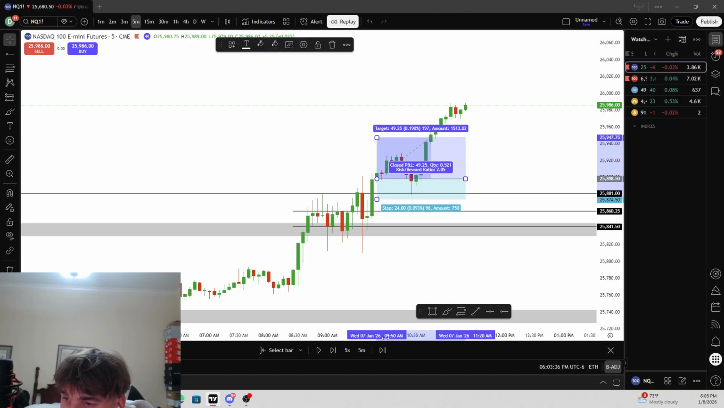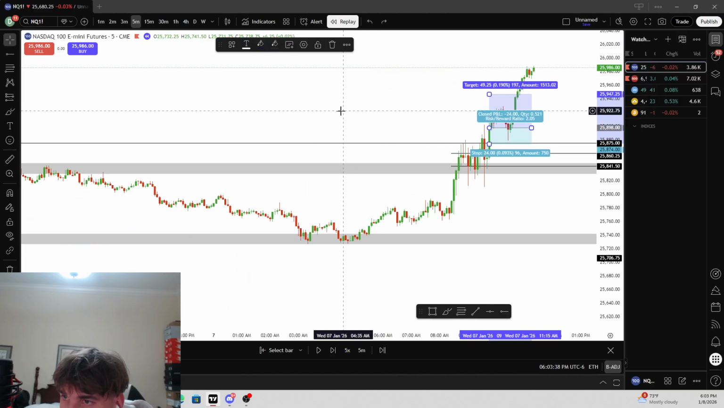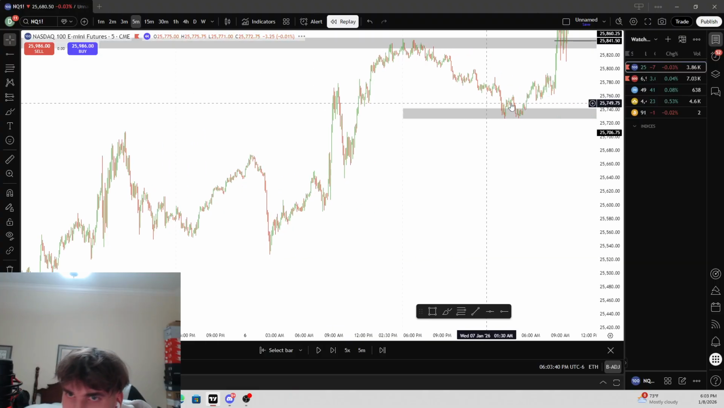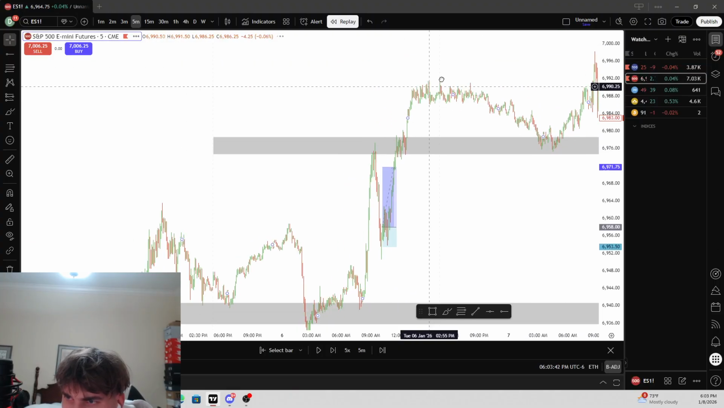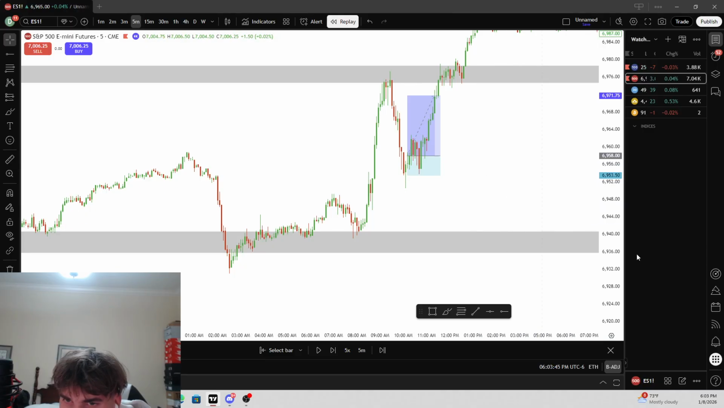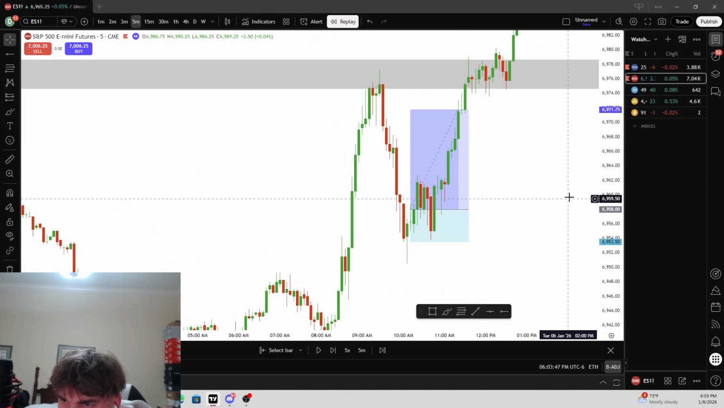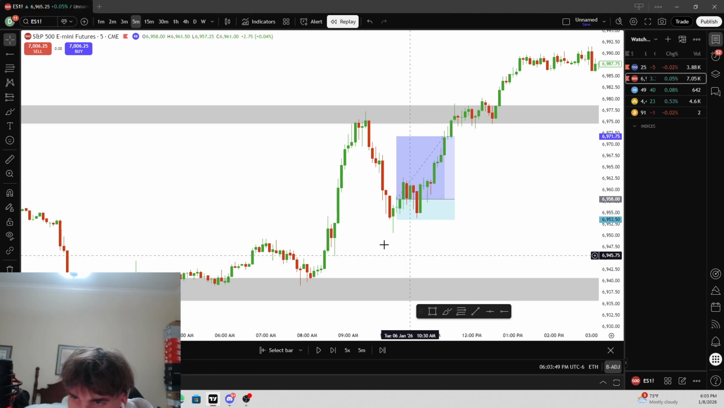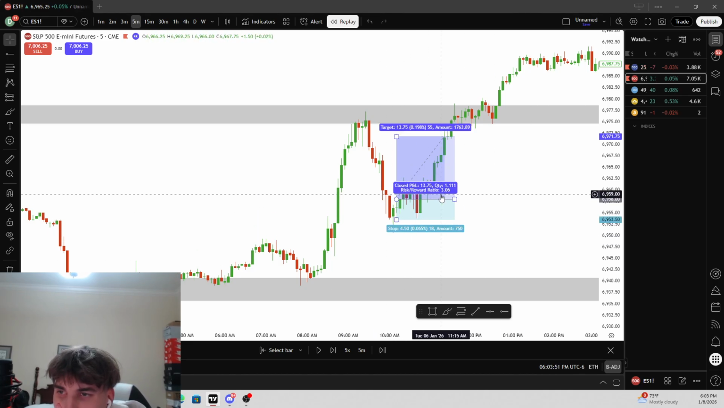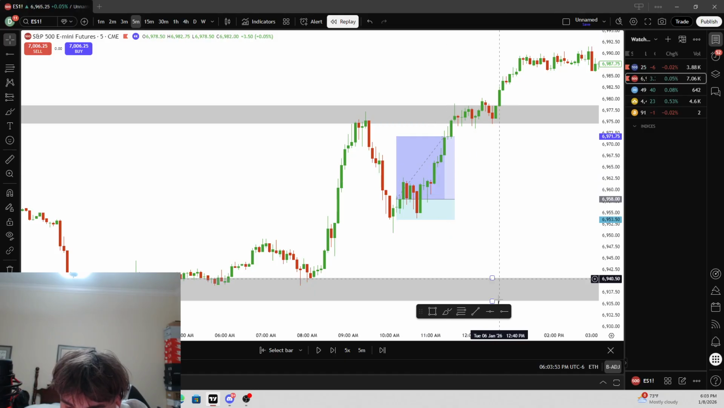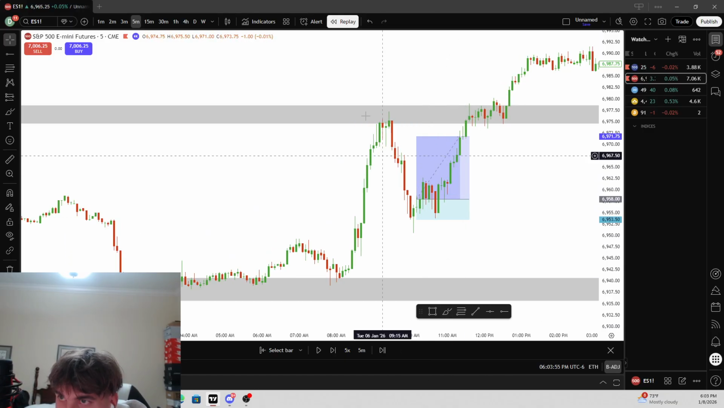Let's go back over some other entries, just to give you more examples. Okay, I took ES a couple days before it right here. Why was this entry a little too early? Well, it was valid because I didn't get stopped out. But why did I take the entry right here?